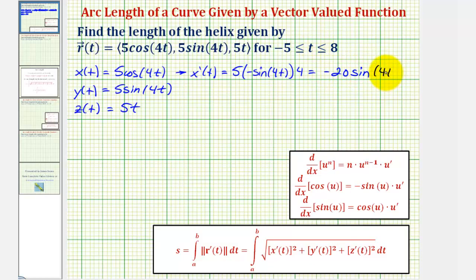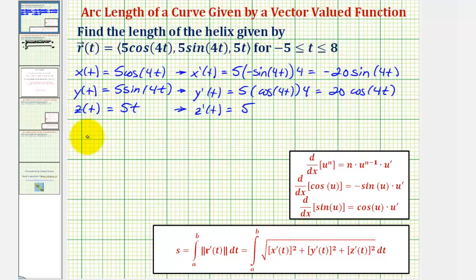And then for y prime of t, we'd have 5 times the derivative of sine 4t, which is cosine 4t, times the derivative of 4t, which is 4. So we have a derivative of 20 cosine 4t. And then for z prime of t, we'd have 5 times the derivative of t, which is just 1. 5 times 1 equals 5.